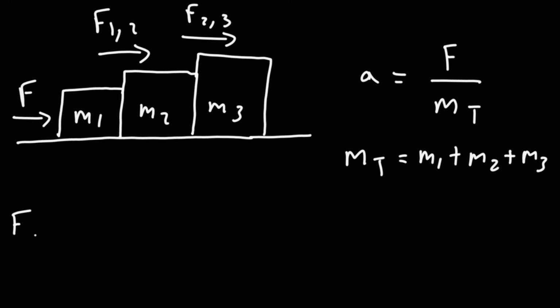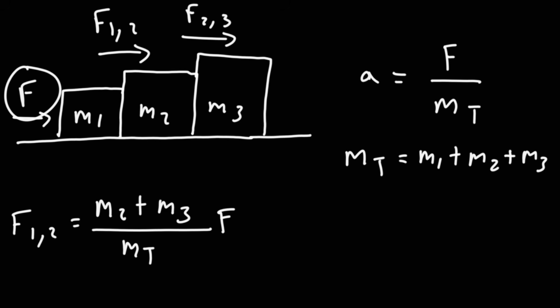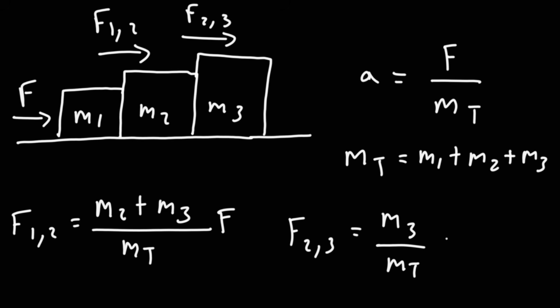Now the force that box 1 exerts on box 2, that force is responsible for pushing both box 2 and 3 to the right. So it's going to be m2 plus m3 divided by the total mass, but multiplied by the applied force F. Similarly, the force that box 2 exerts on box 3, that force only pushes box 3 to the right. So it's going to be the mass of box 3 divided by the total mass times the applied force F. So that's how you can easily calculate those contact forces.